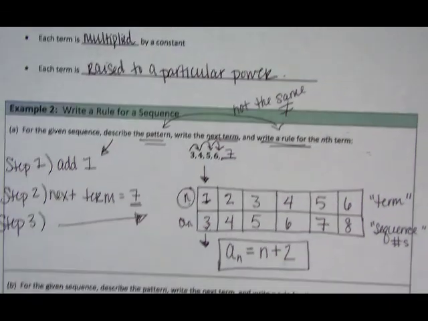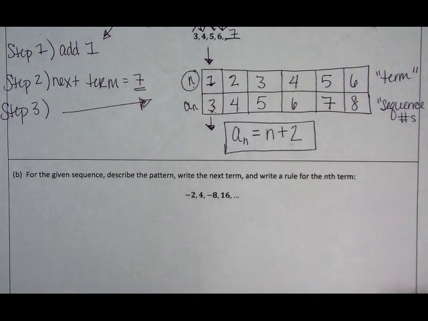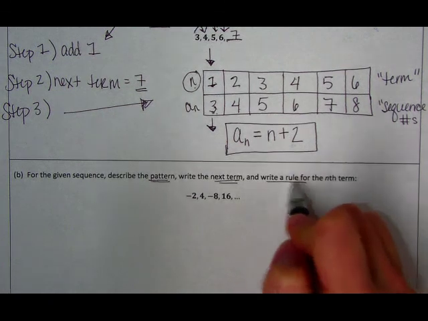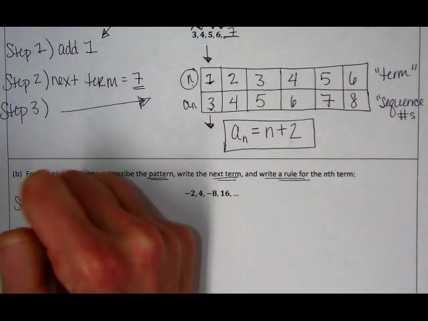Okay, so let's look at letter B with each other. For this given sequence, we want to do the same thing. We want to describe the pattern, write the next term, and write a rule. Alright, so let's start off with step 1. Step 1 is find the pattern.